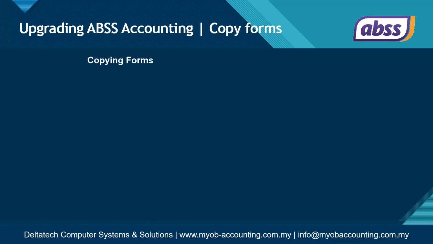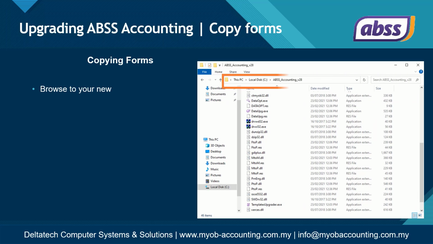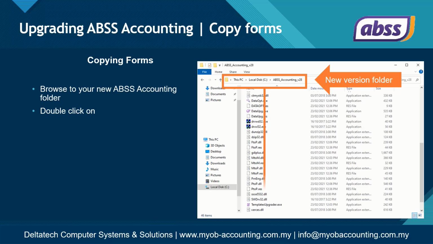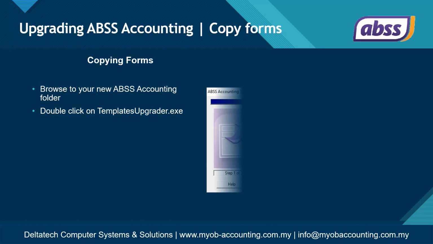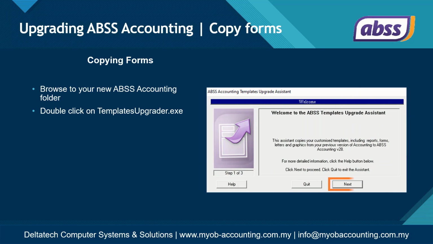The final step is to copy your forms from the old version so that you can use them with your new version. To do this, go to your ABSS Accounting New Version folder. Then double-click on a file named templateupgrader.exe. In the Templates Upgrade welcome screen, click Next.